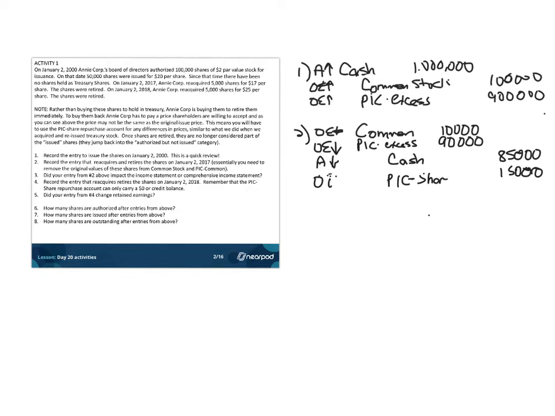Share repo. Let's call it share repo. All right, so there's my entry to acquire and retire 5,000 shares. Oh, brother. I thought I'd write a little explanation. It's hard to read. All right, so that was the second entry. The third entry said we do this again a year later.